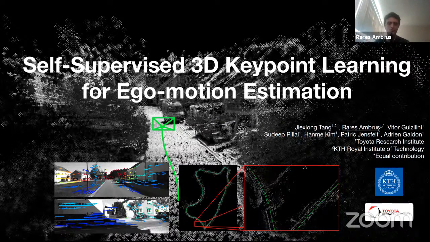So good morning, everyone. And hello, my name is Rares, and it's my pleasure to present our work titled Self-Supervised 3D Keypoint Learning for Ego Motion Estimation. This work was done in collaboration with Jiexiong and Patrick from KTH, as well as my colleagues from TRI, Vitor, Sudeep, Hanme, and Adrien. In this work, we propose a novel self-supervised learning scheme for 3D keypoint learning. In particular, we learn how to regress keypoints that are both texture as well as depth aware. And we demonstrate the usefulness of our method on the task of ego motion estimation or visual odometry.